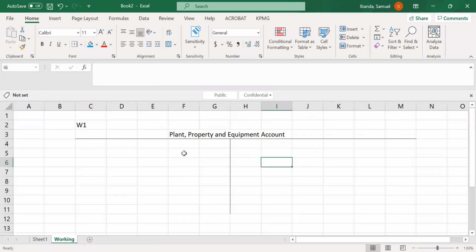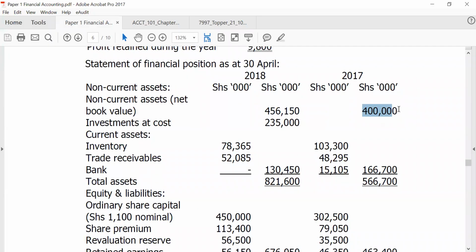So once I have this, I'm now going to look for my information. Now remember, we have a balance brought down. So when you come here, this is your balance brought down. But remember, these values are in net. We don't have the values at cost. So we are going to use the values that are net.